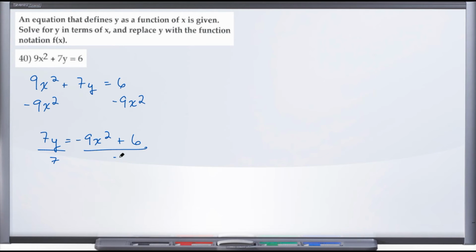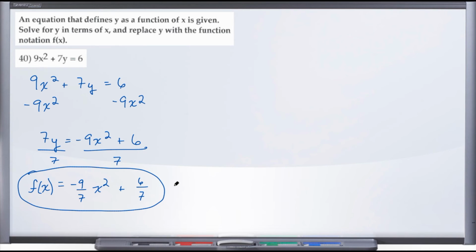We'll divide by 7 on both sides, leaving us with y equals negative 9 over 7x squared plus 6 over 7. Now that we've solved for y, we can go ahead, take that y, get rid of it, replace y with f of x, function notation. So that's a perfectly acceptable answer. If you want to combine and write this as one term, you can definitely do that. So you would have negative 9x squared plus 6 over 7.